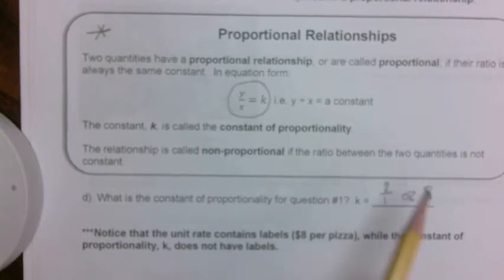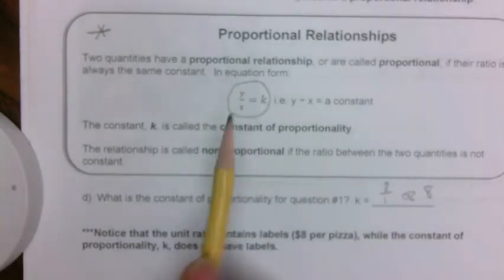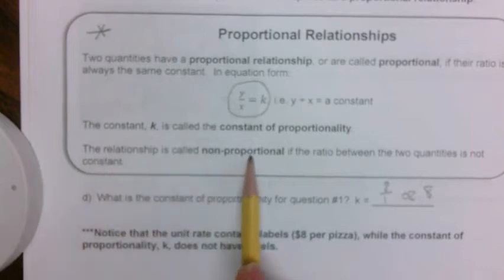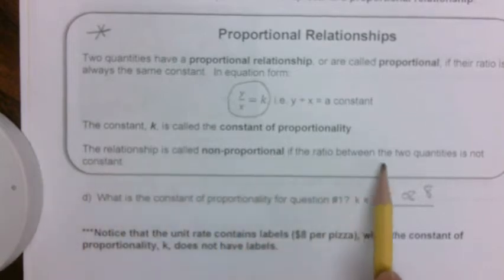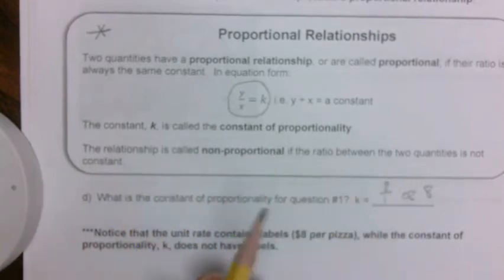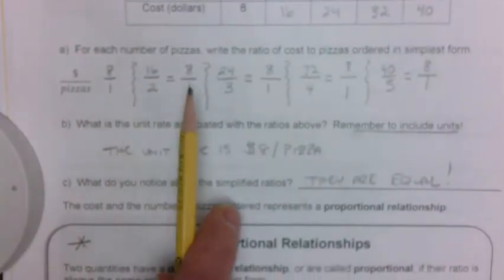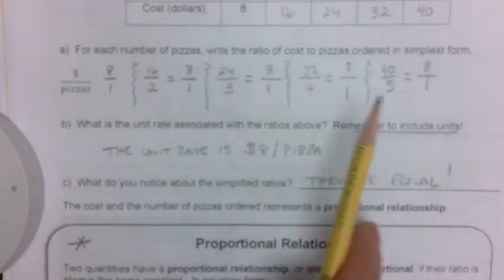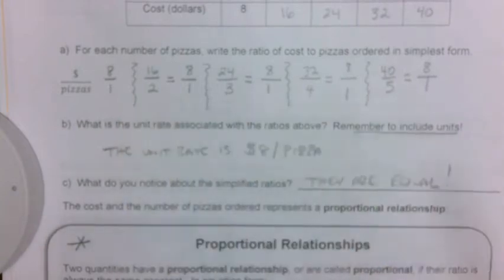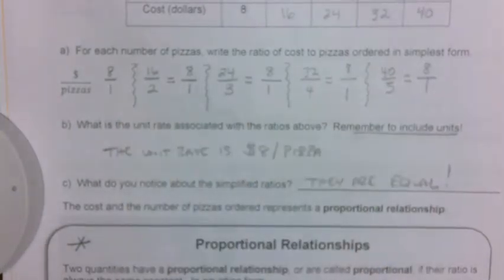Now, this is for a proportional relationship. The relationship is called non-proportional if the ratio between the two quantities is not constant. So back up here, if I simplified down to my unit rates, but I didn't get the same number every time, I would call this relationship non-proportional.